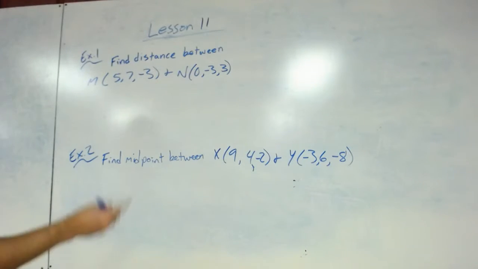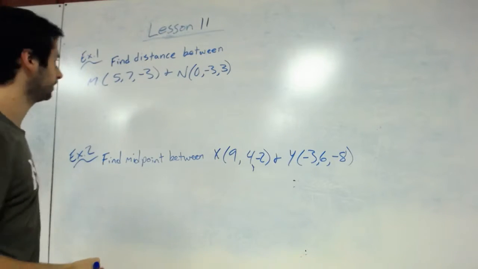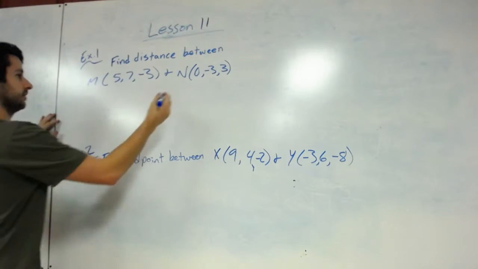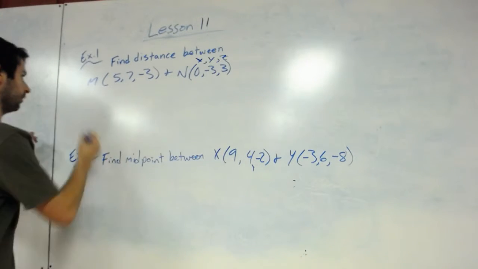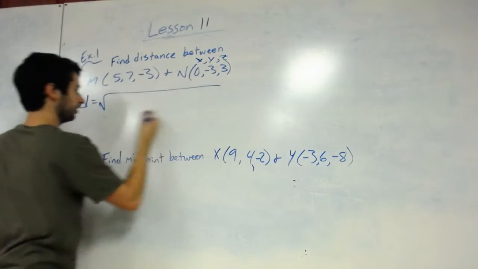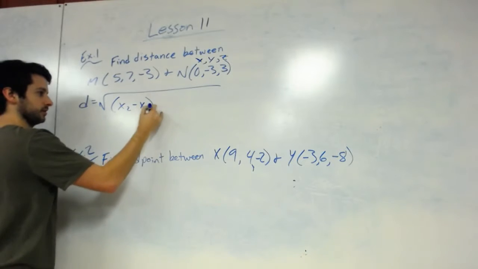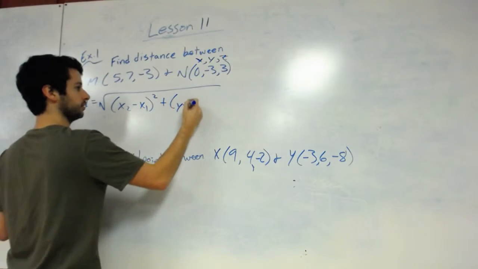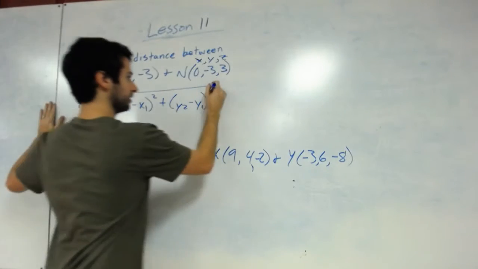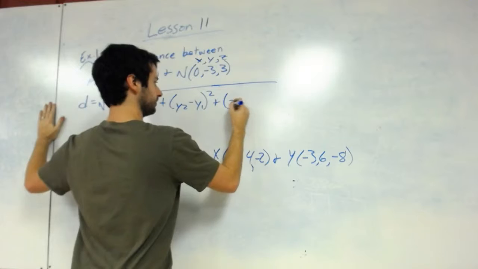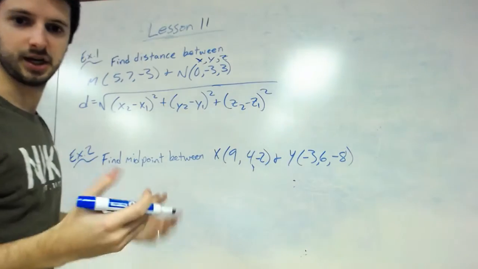So anyways, we're going to find the distance between these two three-dimensional coordinates. So we have our x, y, and z, right? X, y, and z. Well, if you remember, the distance formula was the square root of x of 2 minus x of 1 squared plus y of 2 minus y of 1 squared. Well, now all we're going to do is continue that and add the z of 2 minus z of 1 squared. And you just plug in and solve.